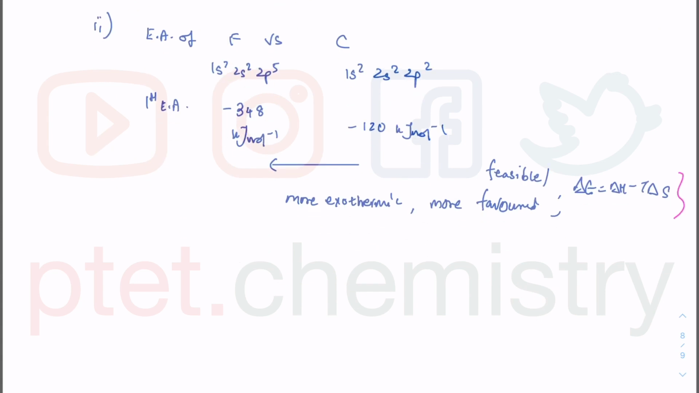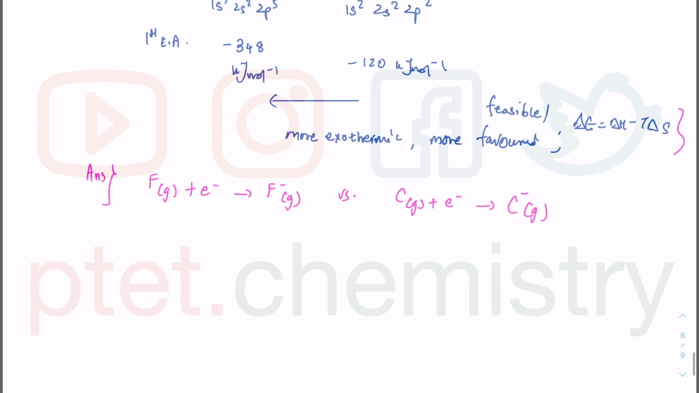So what do we know? In terms of your answer, how would you answer it? Well, here's how I will answer it. I will write an equation because that is what I do best. F gas plus electrons gives me F minus gas, versus carbon gas plus electrons gives me carbon minus gas. So what can I say? Fluorine atom has more protons and also electrons than carbon atom.